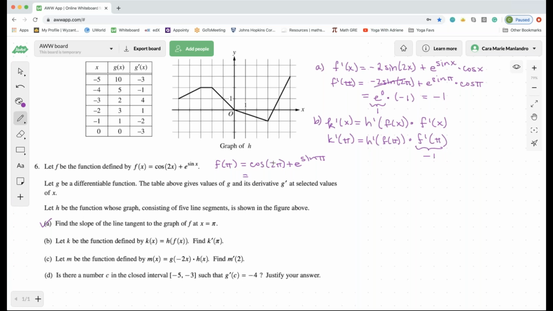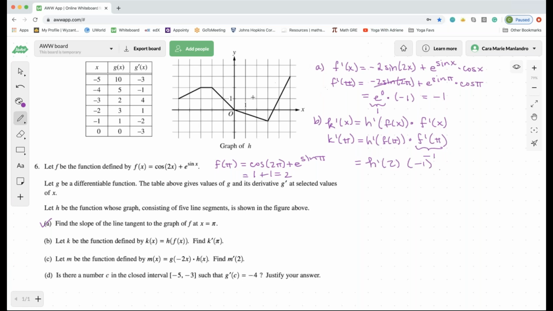Okay. All right, we should be getting 2. Yeah, cosine of 2 pi is 1. So 1 plus 1 is 2. All right, so this should be h prime of 2 and then times the -1. So now we have to actually find h prime of 2.